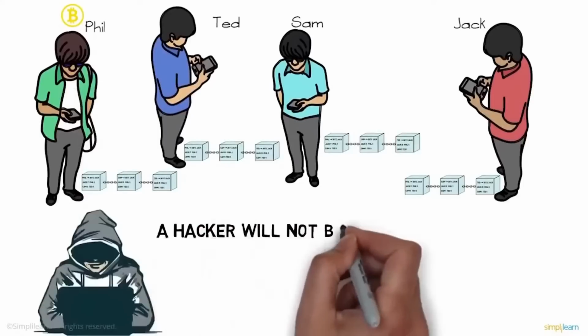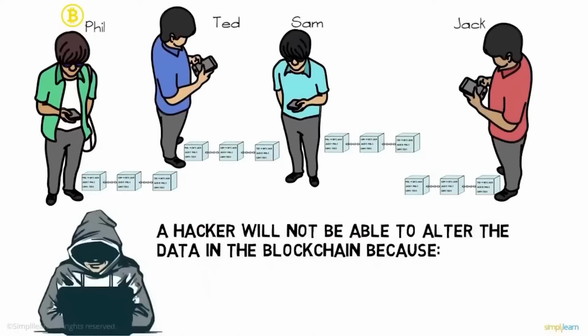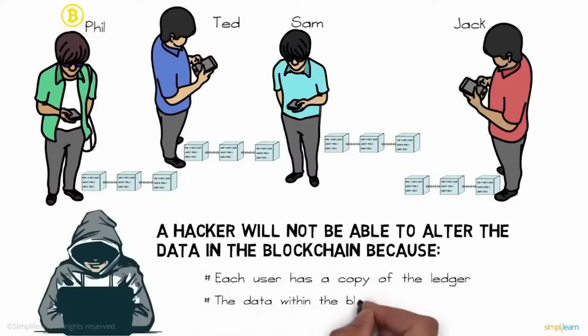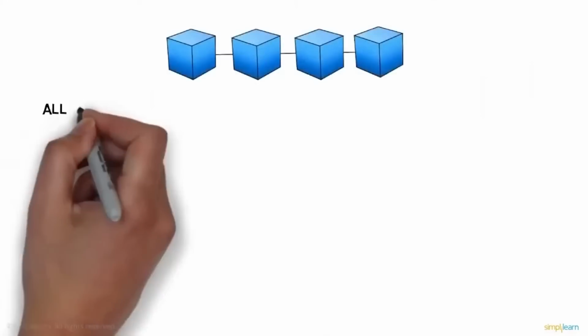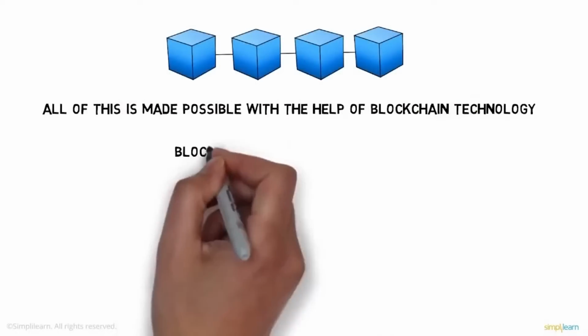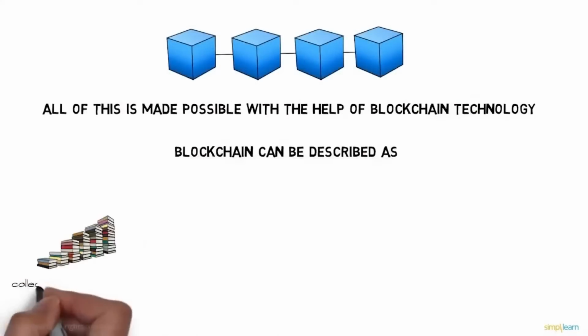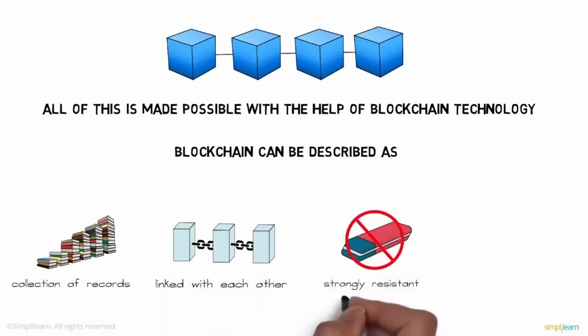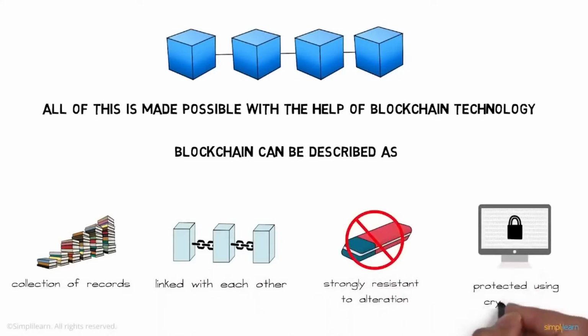A hacker will not be able to alter the data in the blockchain because each user has a copy of the ledger. The data within the blocks are encrypted by complex algorithms. All of this is made possible with the help of blockchain technology. Blockchain can be described as a collection of records linked with each other, strongly resistant to alteration, and protected using cryptography.